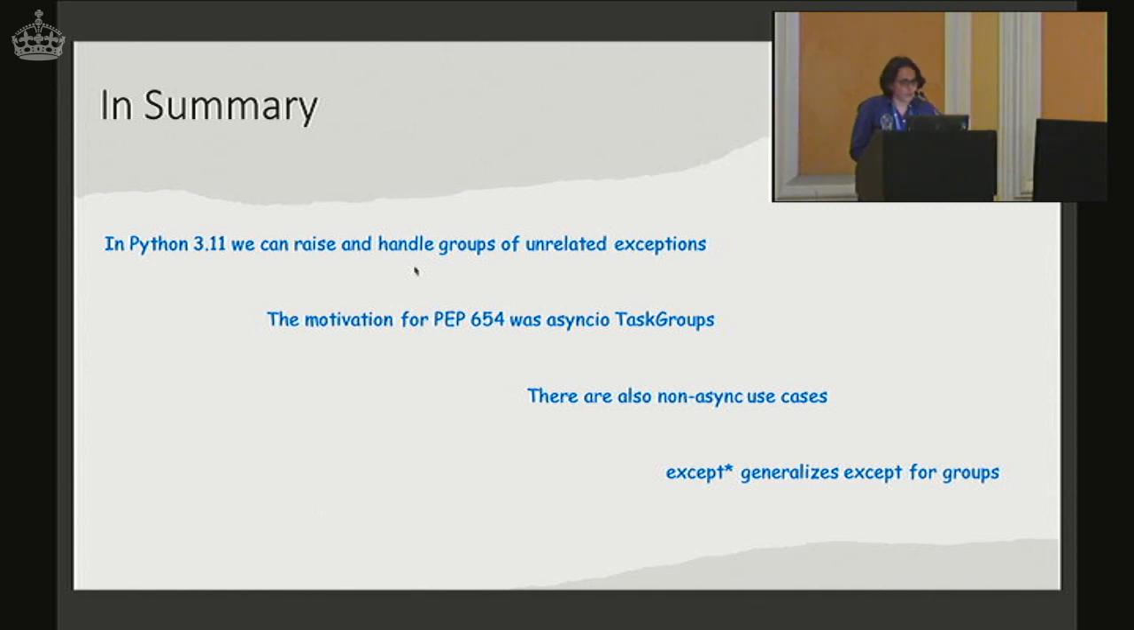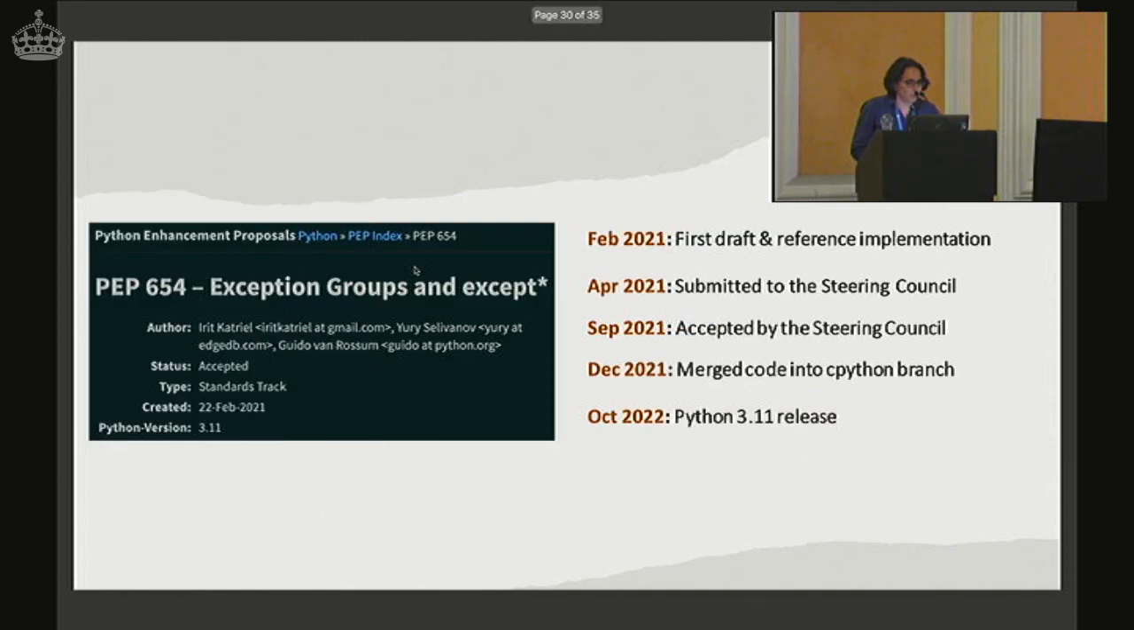Except star is a new syntax to generalize except for groups. More details in the PEP, in the documentation, in the code. Please do read the documentation. I didn't cover everything. Thank you.